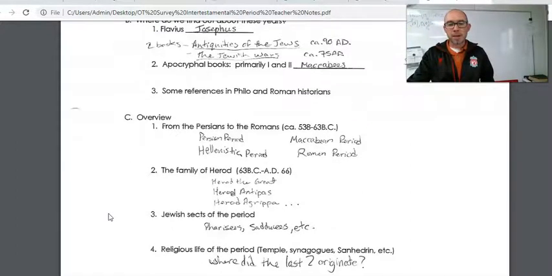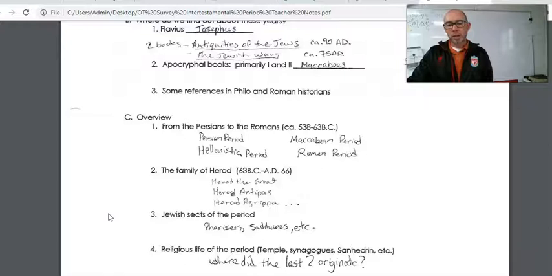We'll secondly look at the period of the family of the Herods from 63 BC to AD 66. 4 generations: Herod the Great, Herod Antipas, and Herod Agrippa 1 and 2. So all the way from the story of the babies being killed in Bethlehem, all the way through Paul and his trials before Herod Agrippa, and I think Acts 26. We'll also look at different Jewish groups of the period: the Pharisees, the Sadducees, the scribes, the lawyers, all those kinds of things. Where did they come from?